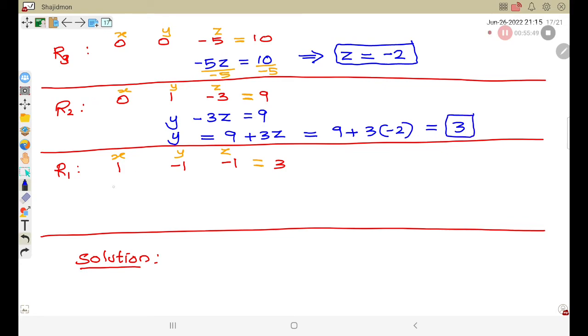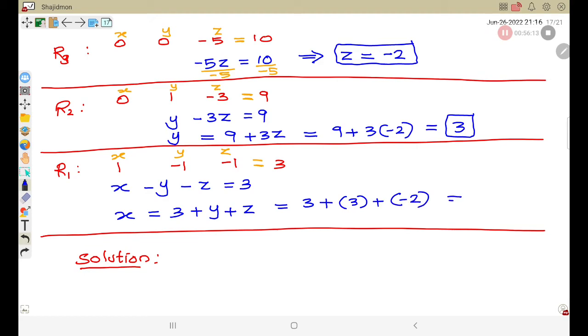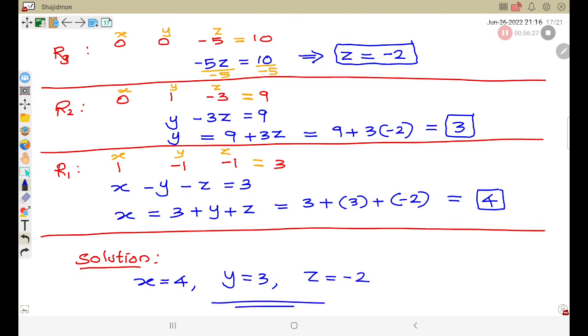Now the first equation: 1 multiply x, x, minus 1 multiply y, y, minus 1 multiply z, z equals 3. Write x from here: x equals 3, minus y taken to the next side becomes plus y, minus z becomes plus z. So 3 plus y which is 3, plus z which is minus 2. So what x do we get in total? 4. So we write the solution: x equals 4, y equals 3 and z equals minus 2. This is the solution by using the Gaussian elimination method.